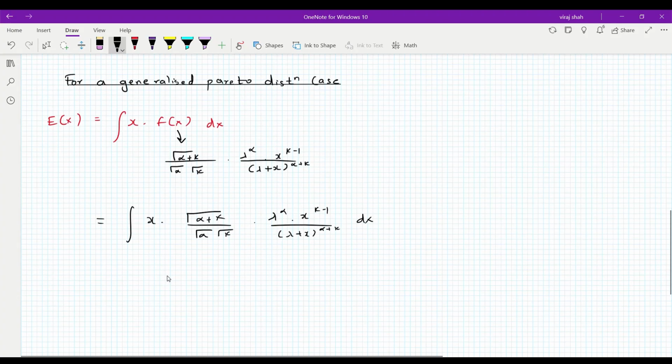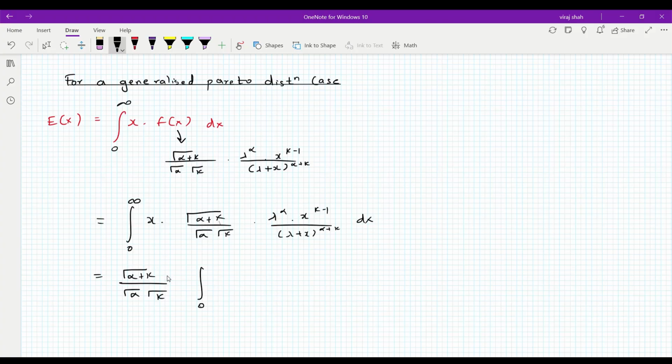Last time what did we do? We ignored this. So right now also I'm doing the same thing. Okay guys, I will just kick this out. It's too annoying. So gamma of alpha plus k upon gamma of alpha gamma of k, integration from 0 to infinity.